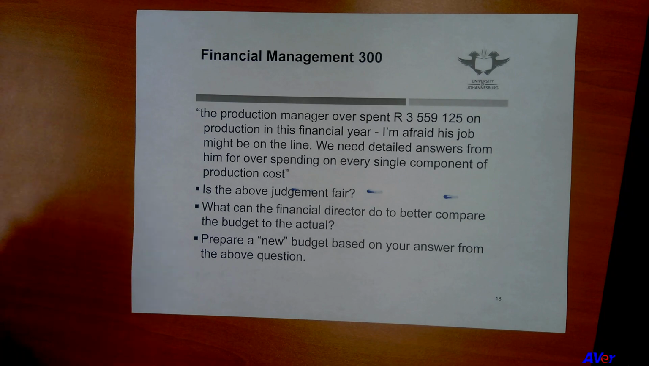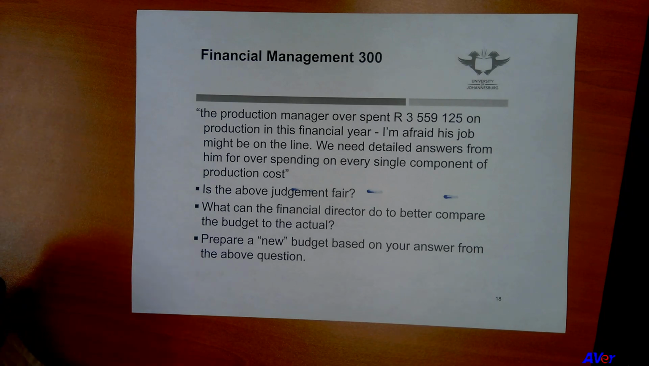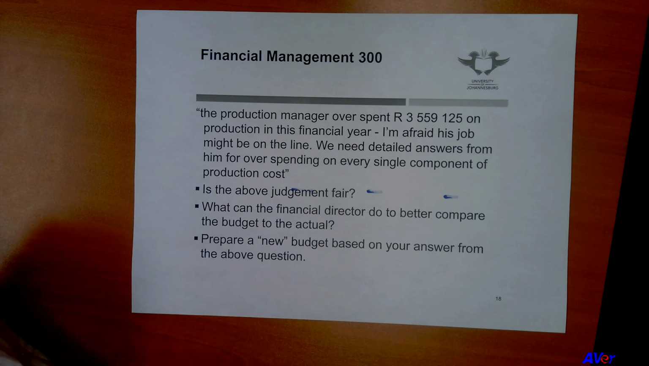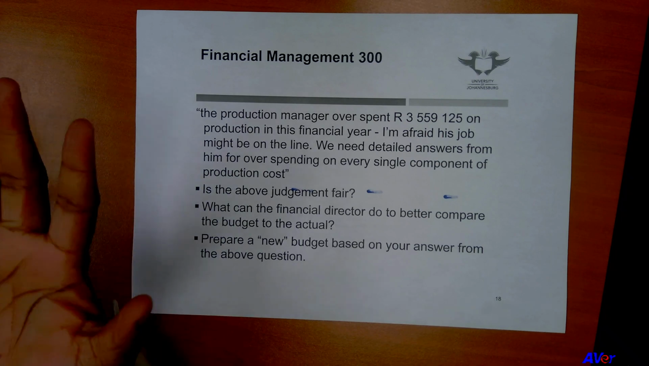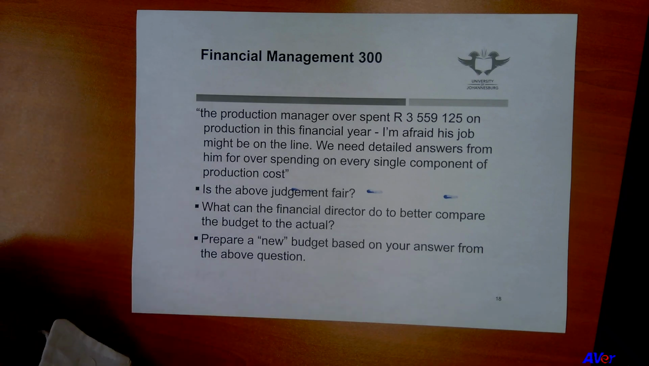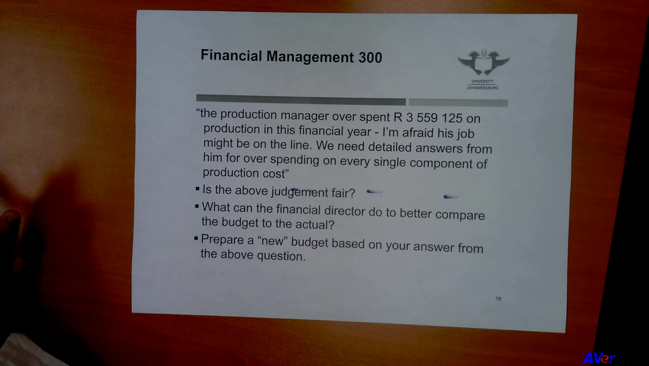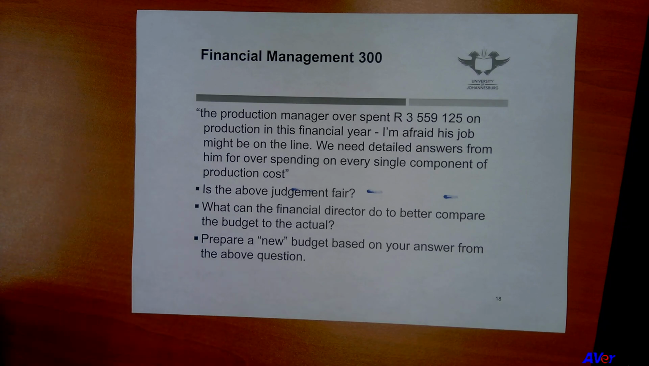The problem is that the production manager overspent by 3.5 million on production in this financial year. So when you've done your actual and you've done your budget, you will see that the difference in terms of cost of sales is the 3.5 million. Now they tell you that he's overspent in terms of 3.5 million. Now his job is on the line. He might lose his job because of this. We need detailed answers from him to make sure we understand why he overspent on every single component of your cost of sales.